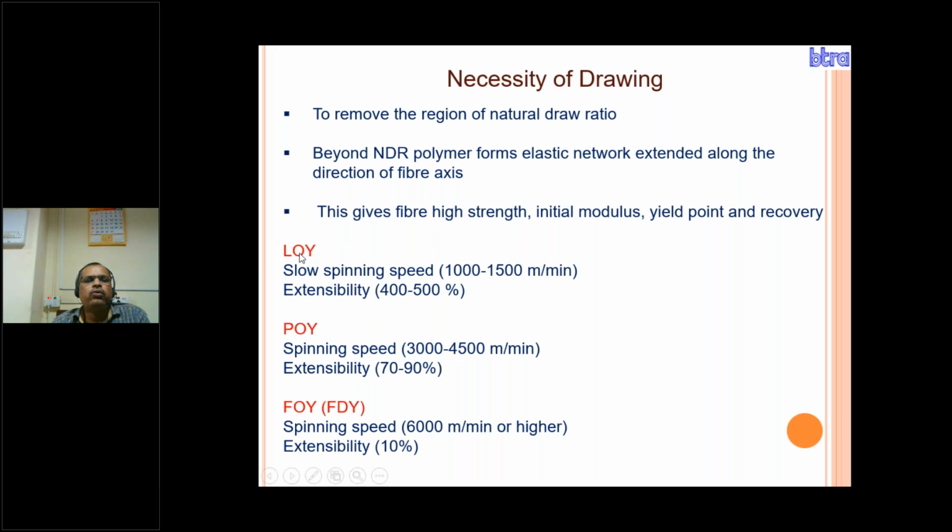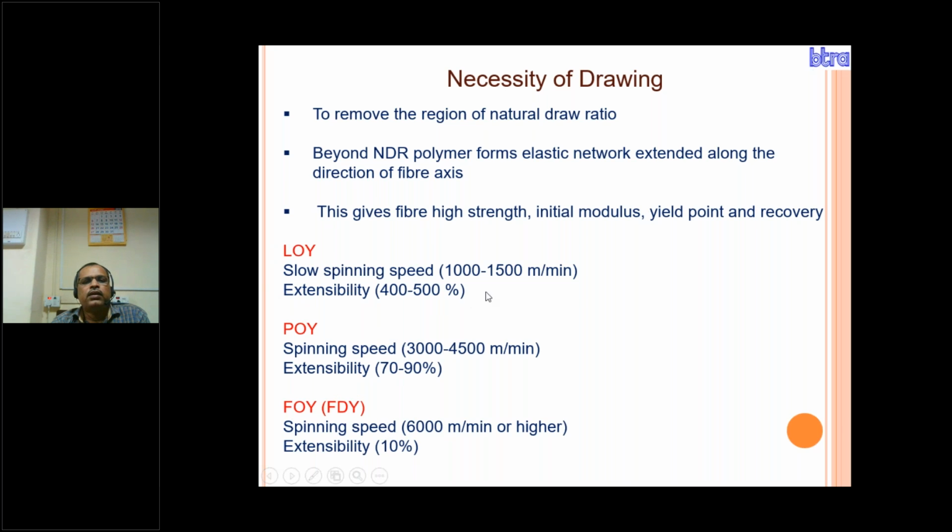This is LOI, low oriented yarn. If the spinning speed is slow, 1000 to 1500 meters per minute, it forms the low oriented yarn, where extensibility is very high. In the partially oriented yarn, the spinning speed is 3000 to 4500 meters per minute, so extensibility is 70 to 90%. In fully oriented yarn, FDY, fully drawn yarn, the spinning speed is above 6000 meters per minute and extensibility is 10%. This is suitable for making yarn out of it.